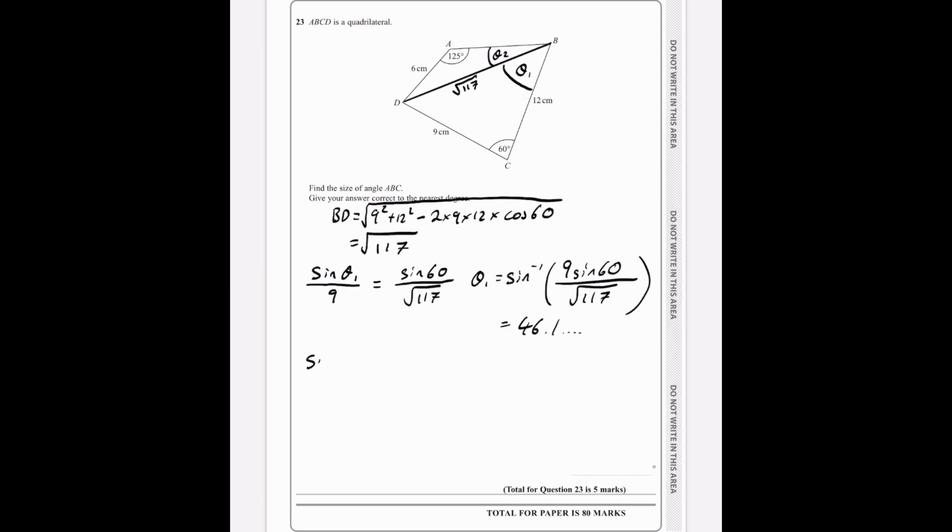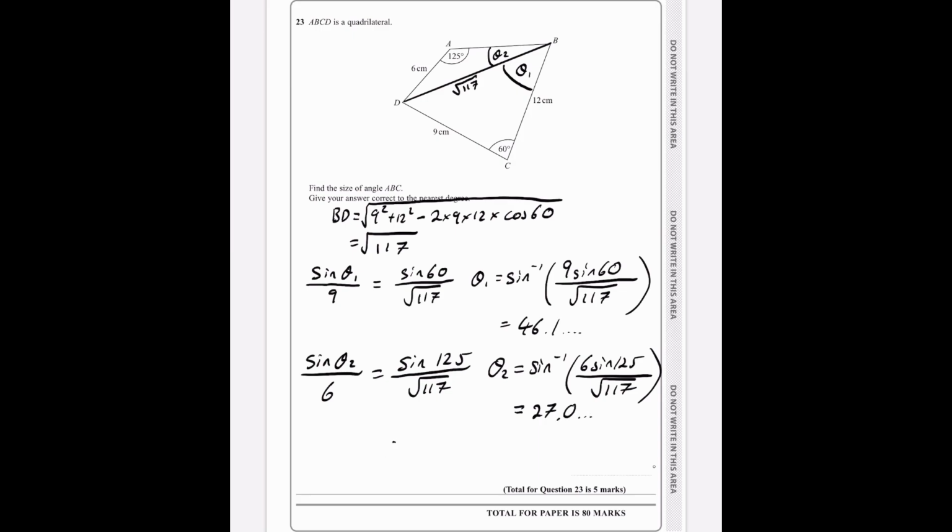When I do the final calculation, I sum these 2 calculations together to avoid having to do any rounding. For the triangle at the top, sine of theta 2 over 6 will be equal to sine of 125 over root 117. So bring the 6 up to the top right, exactly the same as the first one. Theta 2 will be inverse sine of 6 sine 125 all over root 117, which is 27.0 something something something. And then we can add our 2 angles together. To the nearest degree, that's going to round to 73 degrees.